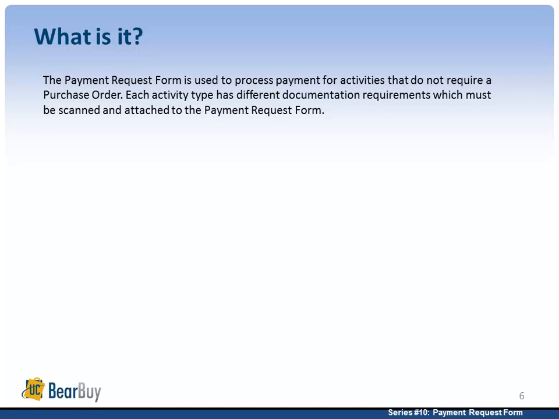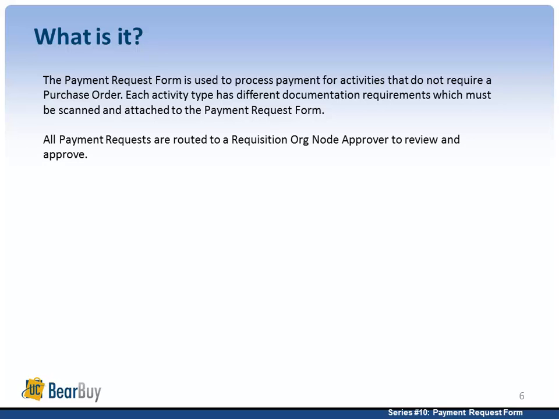So what is the payment request form? The payment request form is used to process payment for activities that do not require a purchase order. Each activity type has different documentation requirements, which must be scanned and attached to the payment request form. All payment requests, when submitted and after being reviewed by the requisition creator, are routed to a requisition org node approver to review and approve.